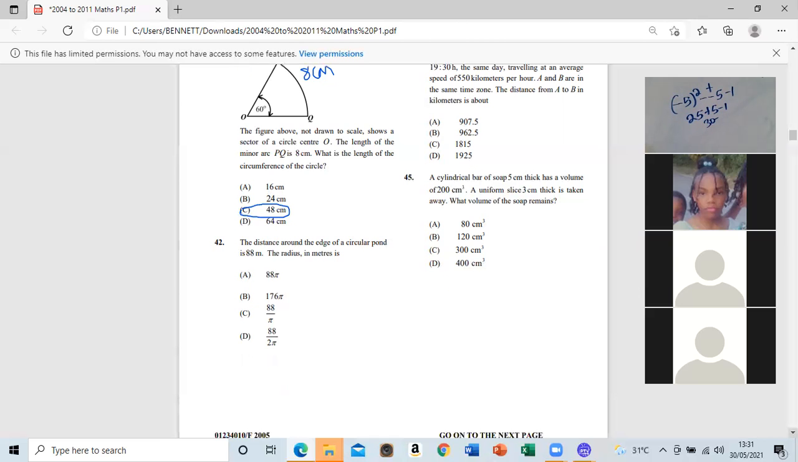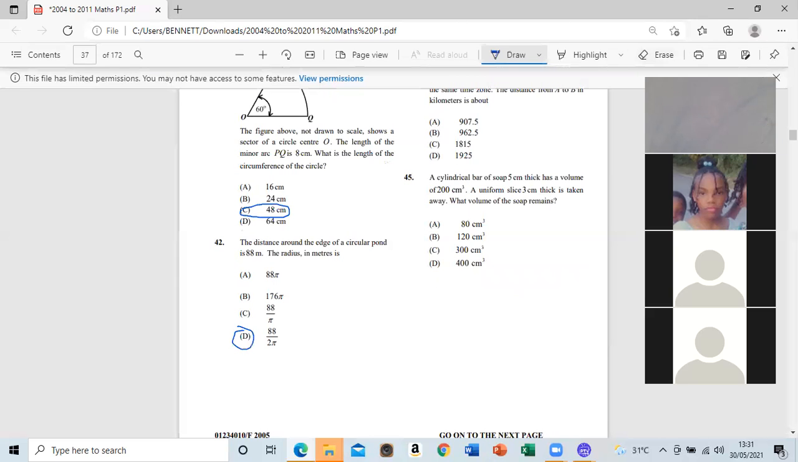We did this one already. What's the answer? The distance around the edge of a circle is 88 meters. The radius in meters is... D. Very good. Wouldn't it be lovely if these questions come back? Which I know they will.